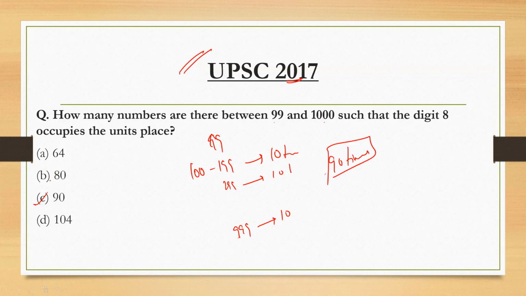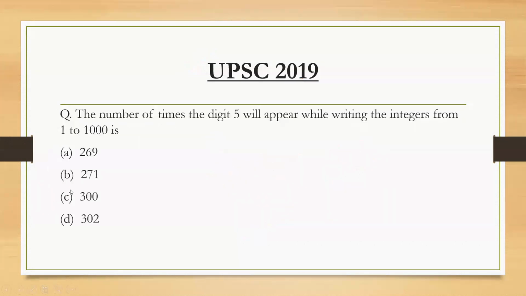Fine. Chalo, if this is clear to you, try the next UPSC question. This was asked in 2019. The number of times the digit 5 will appear while writing the integers from 1 to 1000. We have already discussed this. How many times will the digit 5 appear while you go from 1 to 1000? How many times does it calculate?